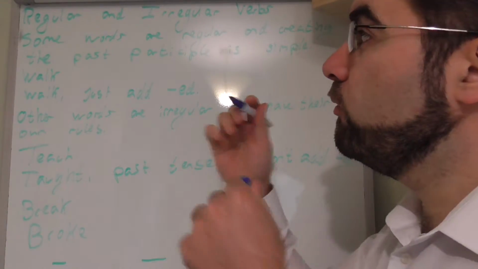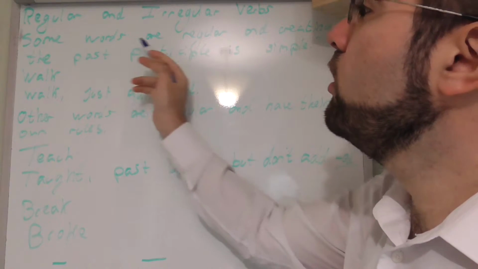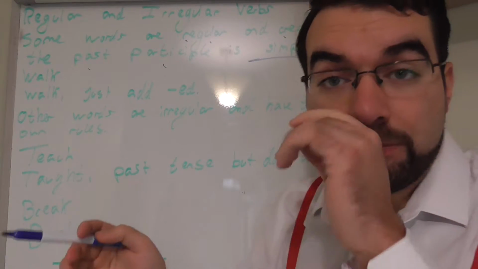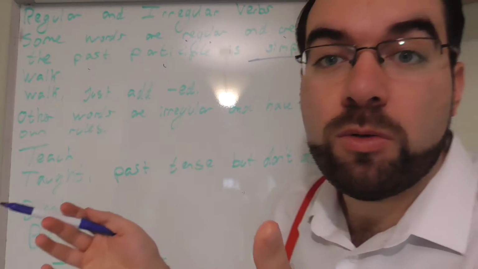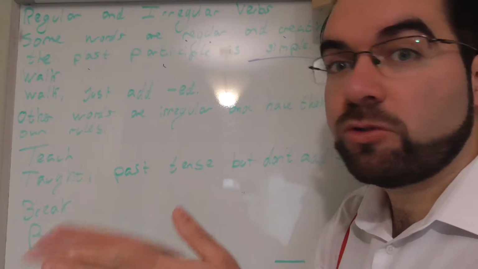Okay, so let's look at regular and irregular verbs. Some words are regular, and creating the past tense is simple, easy, straightforward. Regular verbs, as the name says, are normal, straightforward, simple.